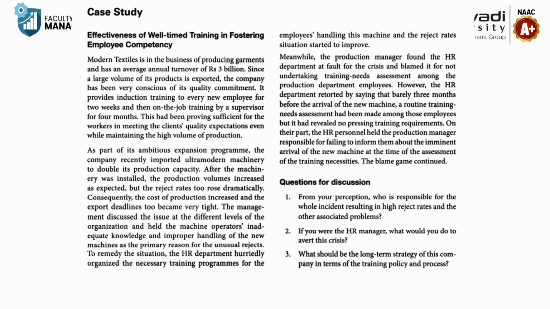So how do you manage? The management discussed the issue at the different levels of the organization and held the machine operators' inadequate knowledge and improper handling of the new machines as the primary reason for the unusual rejects. So what is happening? The issue is machine operators' inadequate knowledge. People are not able to handle the new machinery properly, and improper handling of the new machines, right?